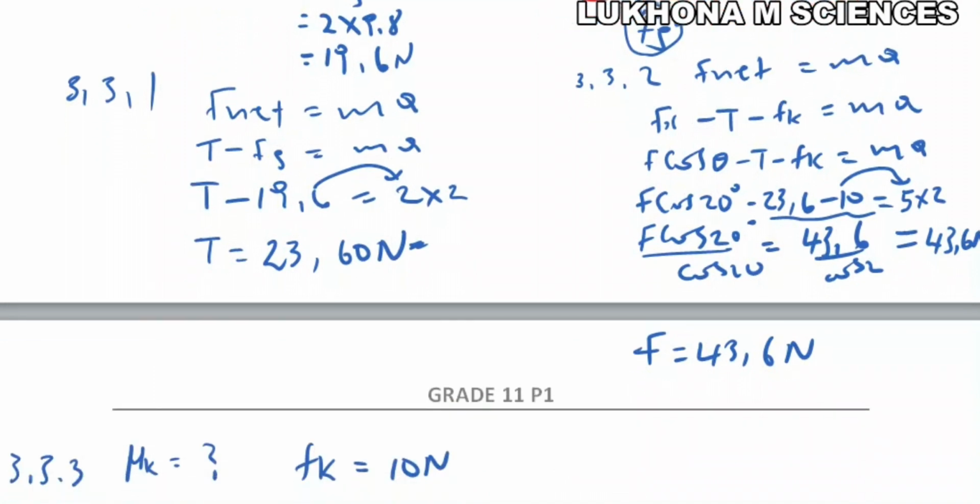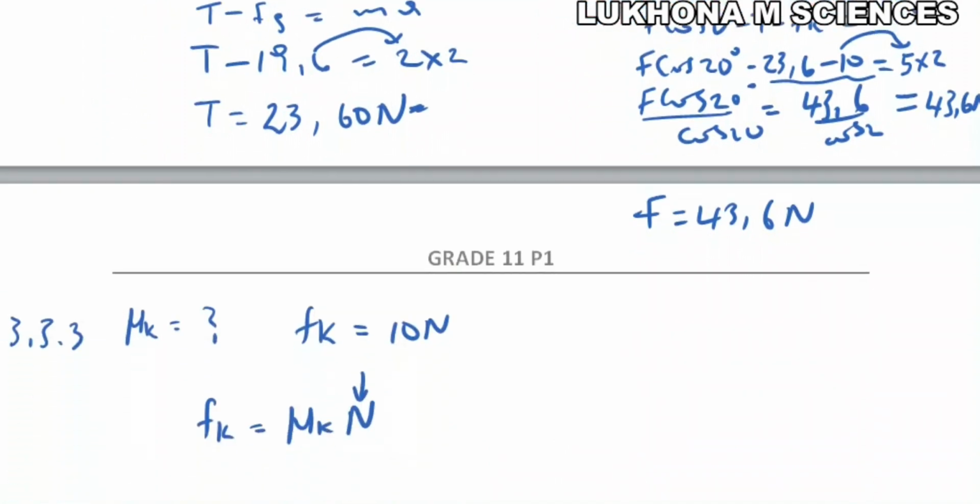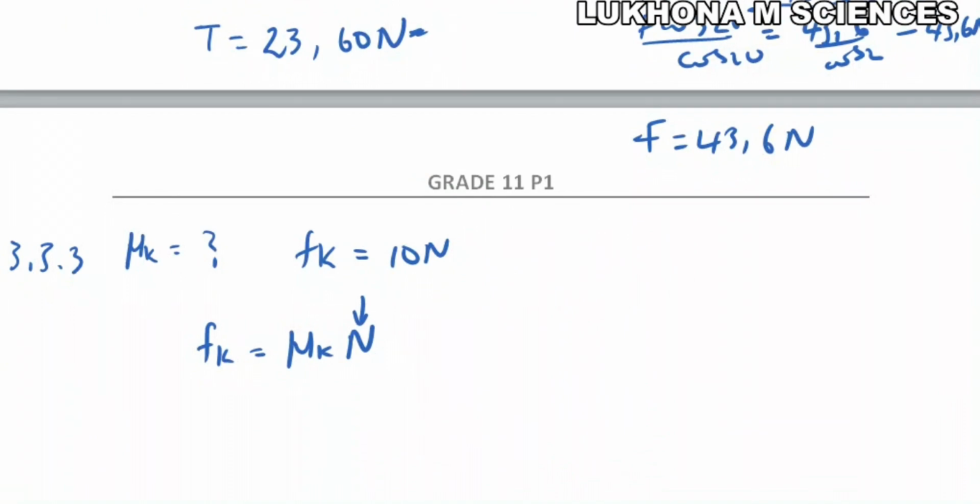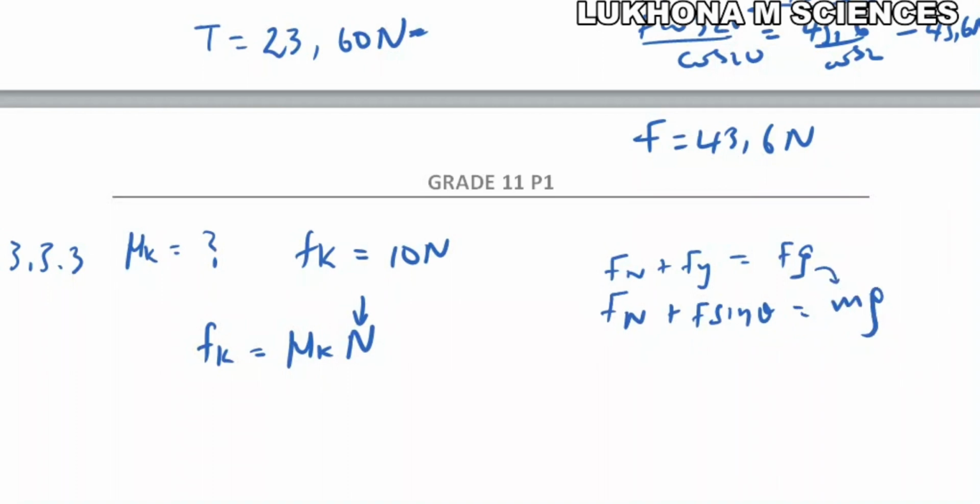The normal force together with Fy is equal to Fg. We are looking for the normal force, where Fy is F sine theta, which is equal to mg. Fg is equal to mg. Then the normal force is what we're looking for, plus the applied force.